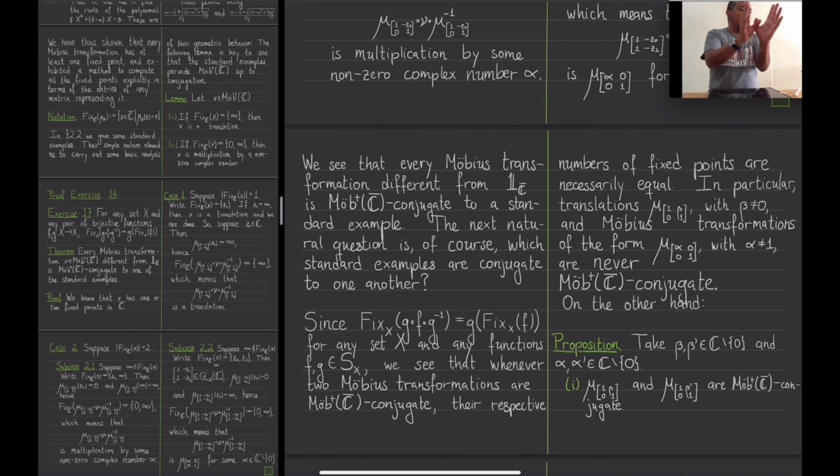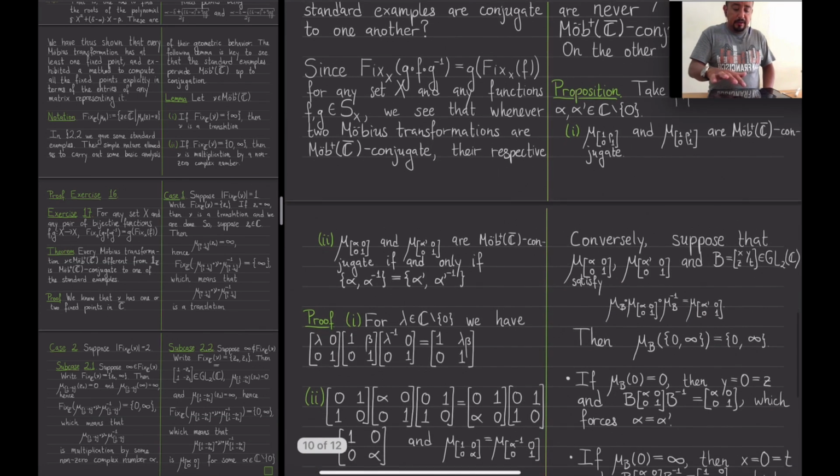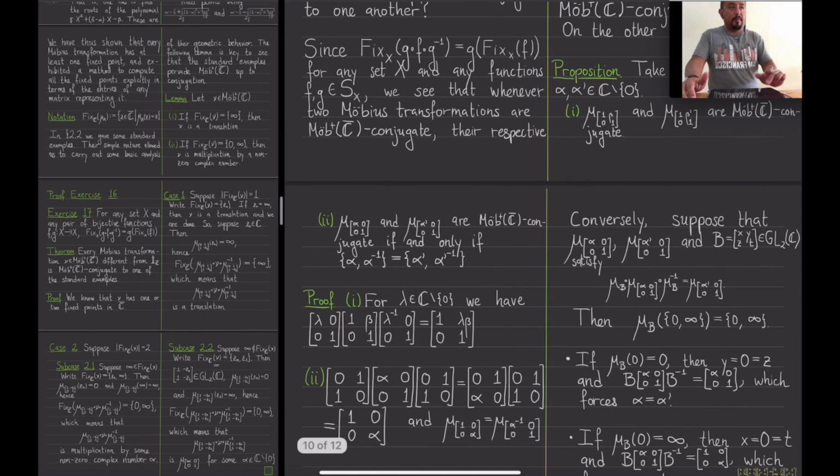Like first, deciding how many conjugacy classes are occupied by the translations, which are the standard examples that have exactly one fixed point. And then focus on the ones that have 0 and infinity as fixed points, right? Multiplication by some complex number. Okay. Now, how does one decide? I mean, there you can already see the statement, right? The statement of the proposition.